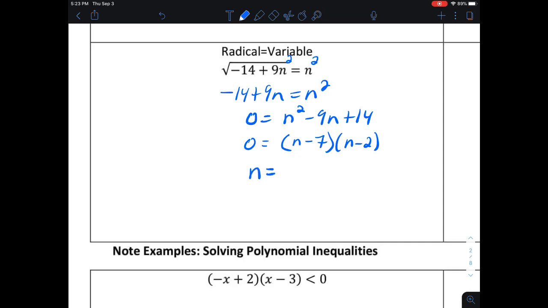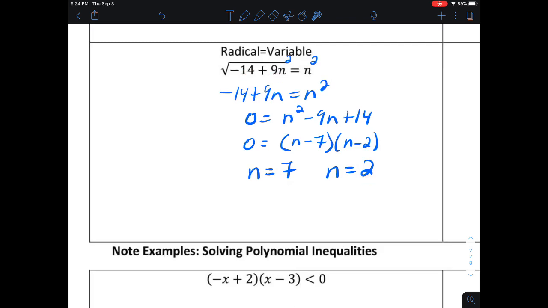And we get two possible answers. Notice I don't say two answers, two possible answers for n. n equals 7, n equals 2. And what I do is I want to check these numbers by putting them both in where n is and make sure we're not outside of the domain. For instance, n cannot be negative because the square root cannot output a negative number. And also, if I put in numbers for n, I have to keep the inside 0 or bigger. 7 times 9 minus 14, bigger than 0. 2 times 9 minus 14, bigger than 0.